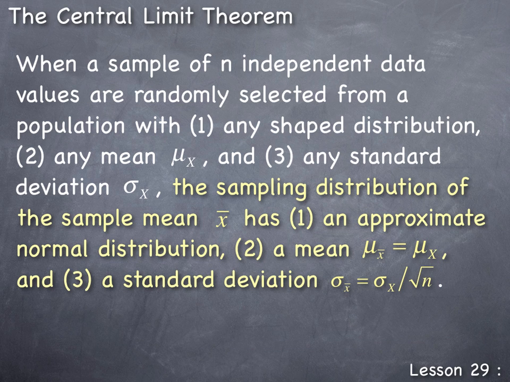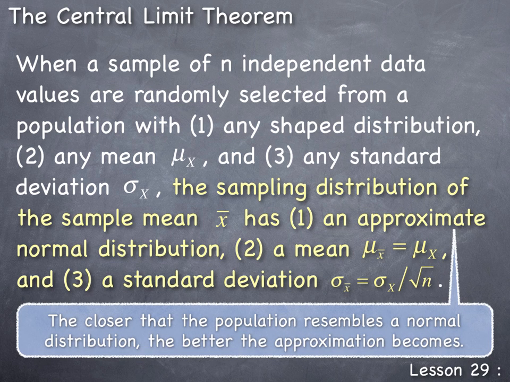As it turns out, in the approximation, the closer that the population resembles a normal distribution, the better the approximation becomes. So the sufficiently large sample sizes are different depending on the shape of the population. The closer the population is to being normal or bell-shaped, the smaller the sample sizes needed to still get very good approximations. But the more that the population deviates from a normal bell-shaped distribution, the larger the sample size has to become in order for these approximations to become closer.